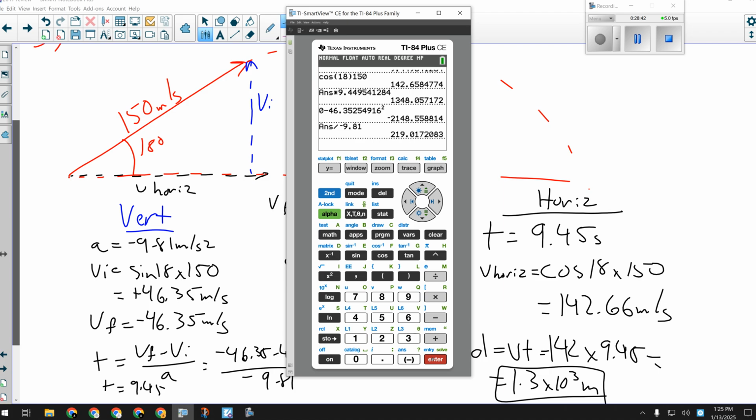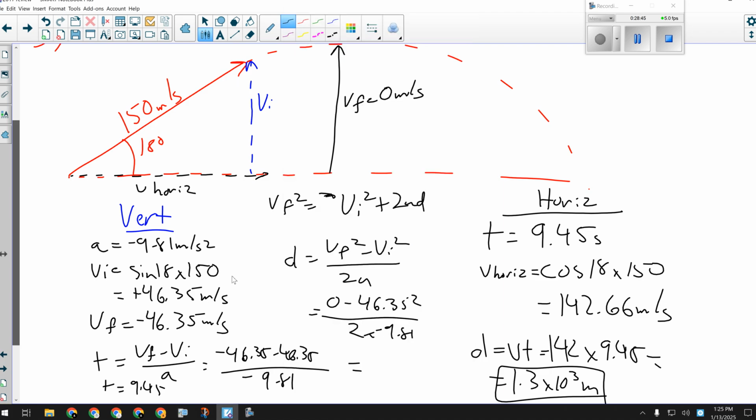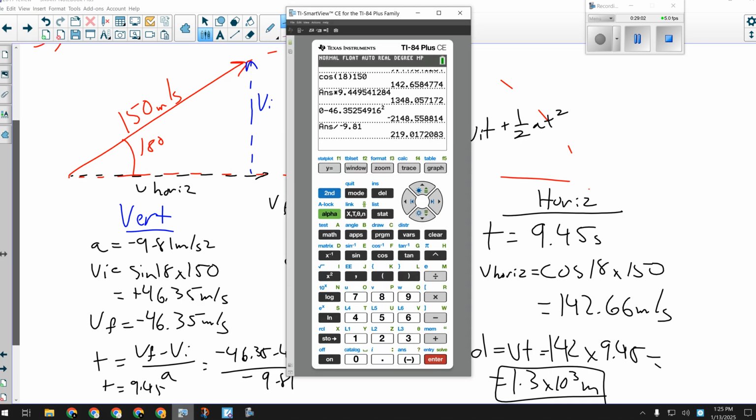Okay. Or I could also do this. D equals VI times T plus 1/2 AT squared, but I have to use half the time. Would you also need to divide that by 2 because it's divided by 2A? Didn't I do 2 times 9.81? Oh, I messed up. My fault. Oh, you're absolutely right. So negative 19.62. Good eye. Divided by negative 19.62. 109 seconds, okay? Well, actually, 2 significant digits, 1.1.